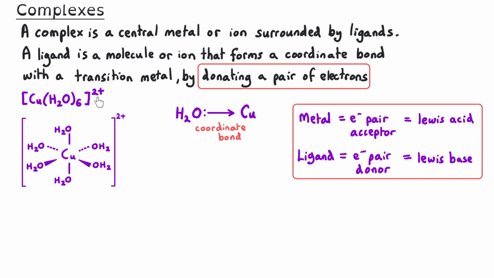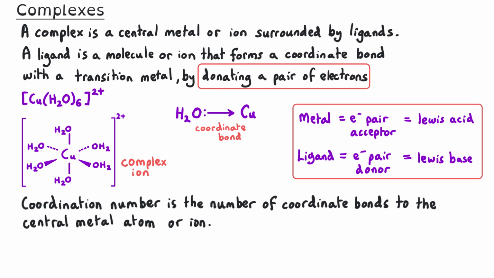If the complex carries an overall charge, like this one I'm showing here, it is referred to as a complex ion. And most commonly in exam questions, you will encounter complexes as complex ions. When you write the formula or show the shape of a complex ion, it's really important to show it inside square brackets like I'm doing here, and have the overall charge on display in the top right-hand corner. The coordination number of the complex is the number of coordinate bonds to the central metal atom or ion. Most common coordination numbers are 6 and 4.